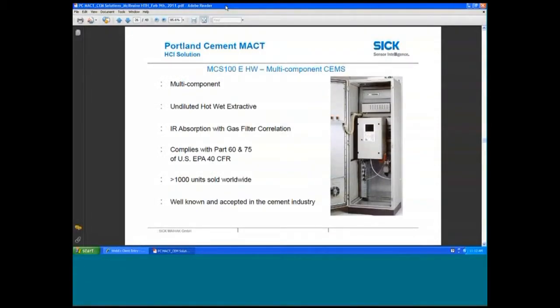Just a little bit of detail on the MCS. I mentioned it's a multi-component device, undiluted hot-wet, which meets our criteria for HCl monitoring, and we use IR absorption with gas filter correlation to make the HCl measurement.